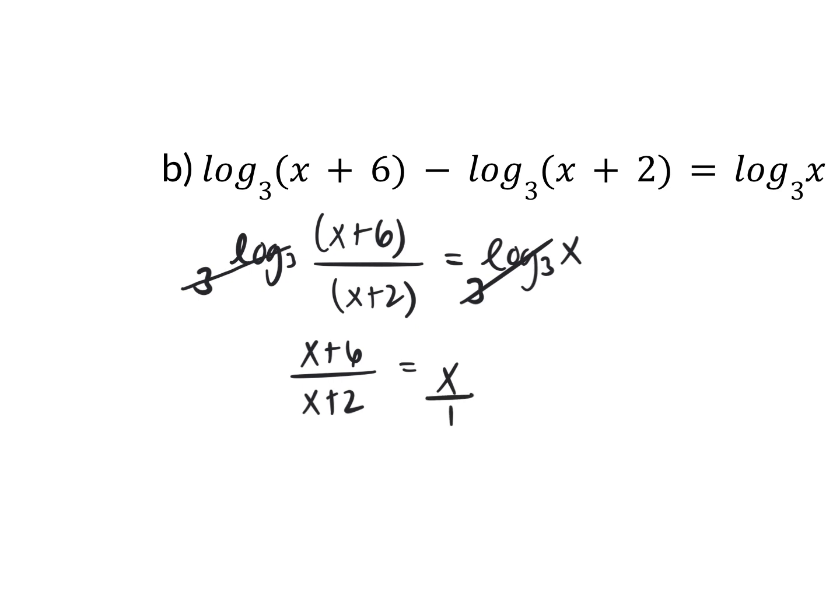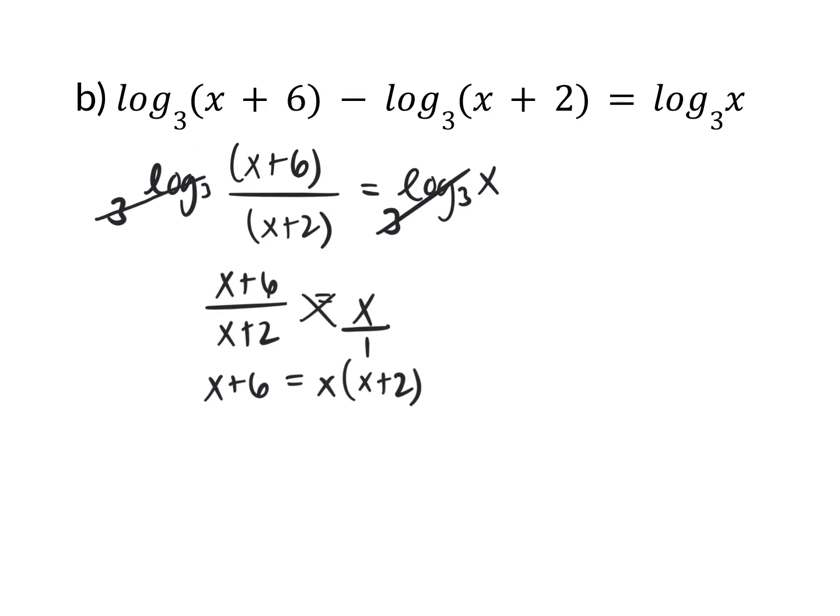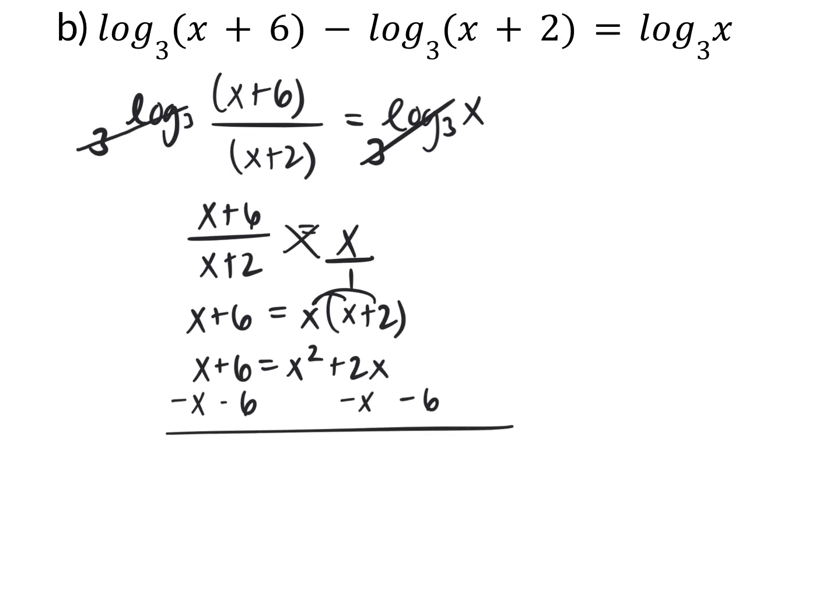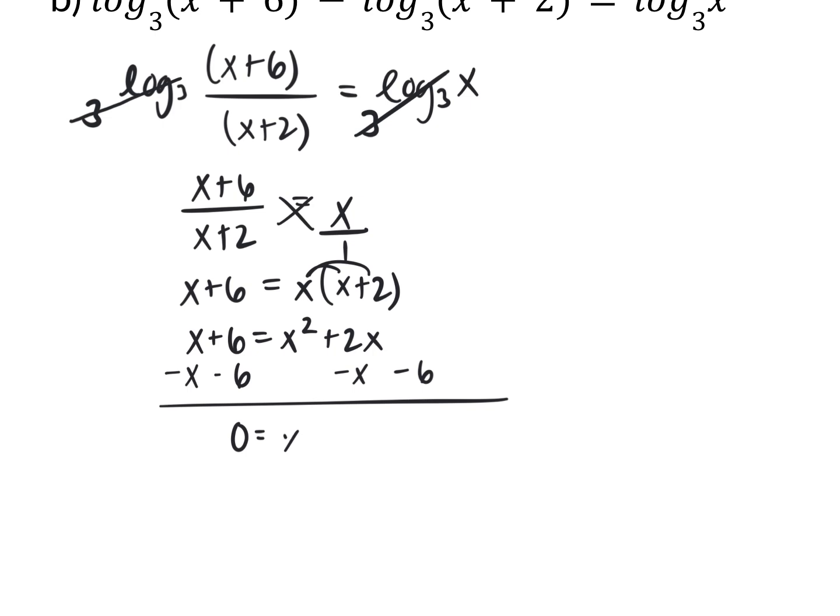So we can cross multiply. This is over 1. So I get x + 6 = x times the quantity x + 2. Now I can distribute here, and we should see that we're getting a quadratic term on the right side, which means we're probably going to have to factor, so we need to get everything equal to 0. I'm going to subtract x and subtract 6 to get 0 = x² + x - 6.